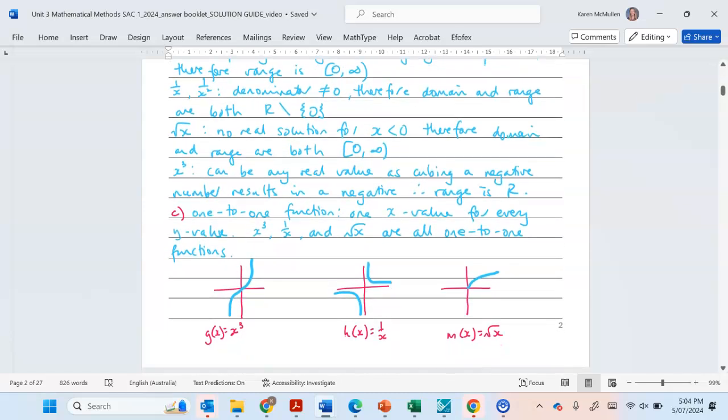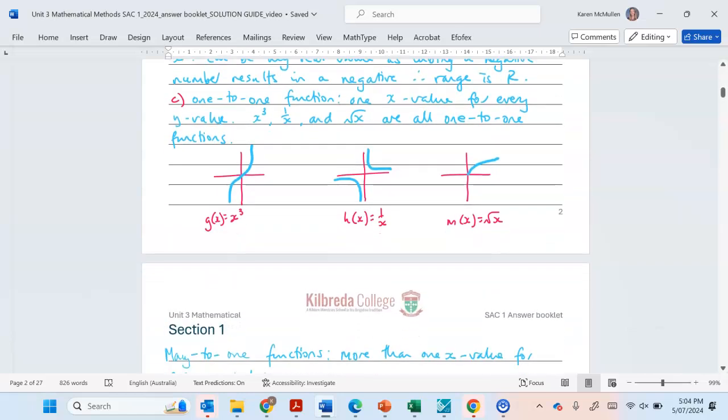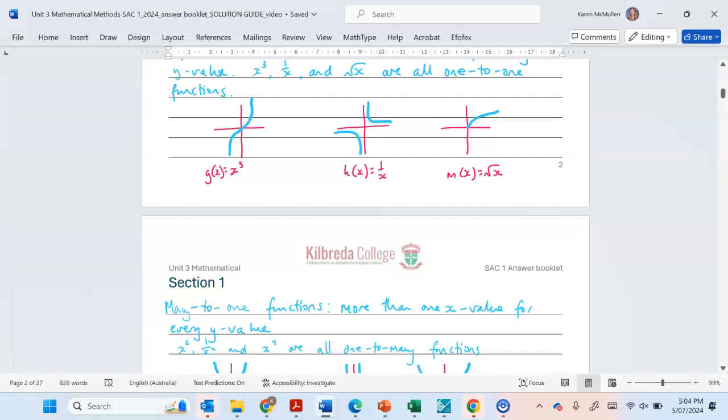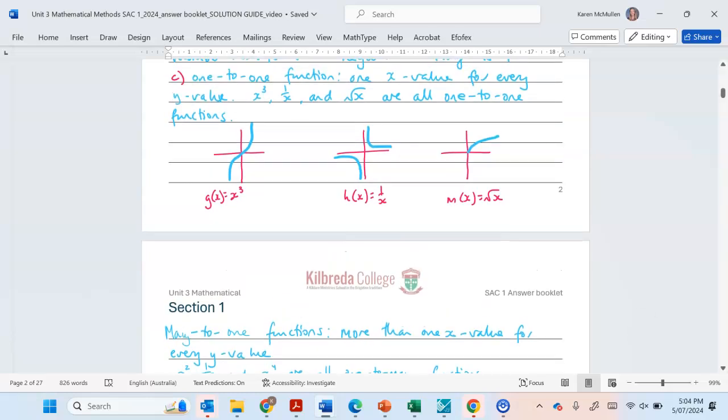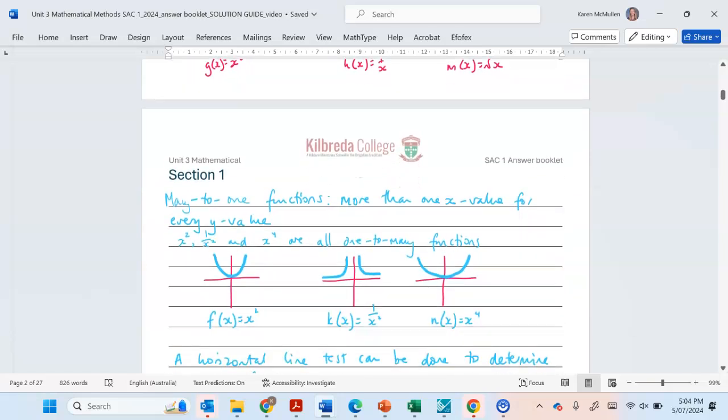Talking about one-to-one functions was good, and giving examples. I wrote in the SAC the definition of one to many, and I meant many to one. So I was a little bit flexible here. If you gave the definition for many to one for one to many, that was fine. I still marked that correct.